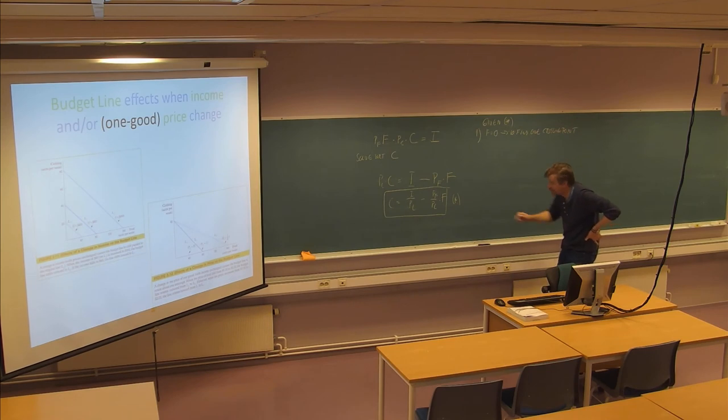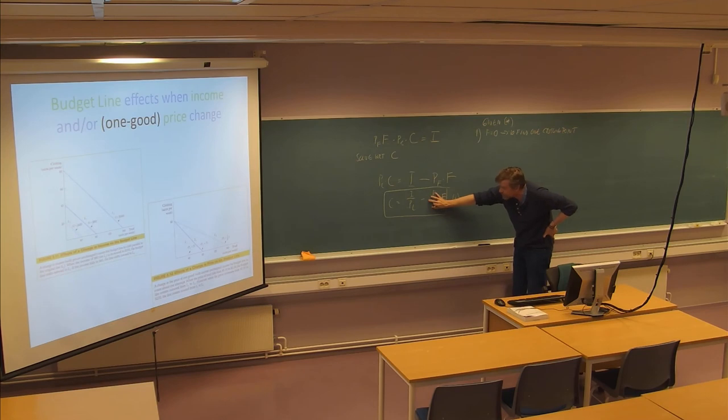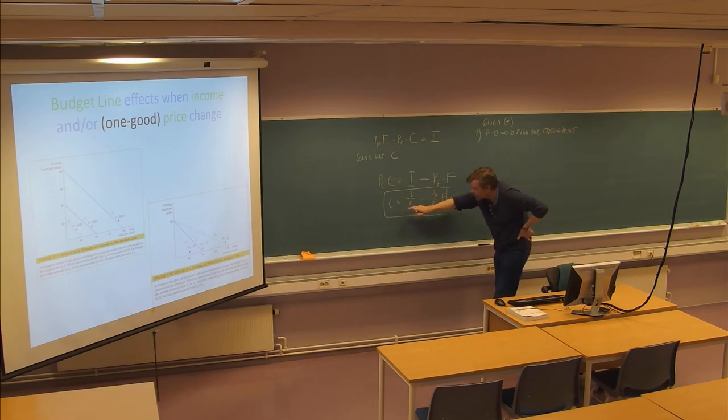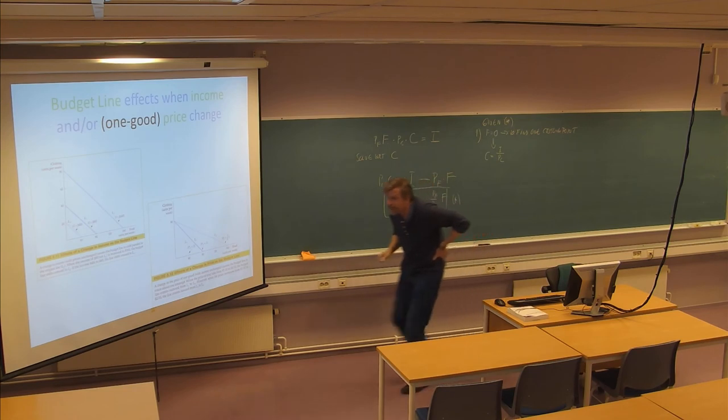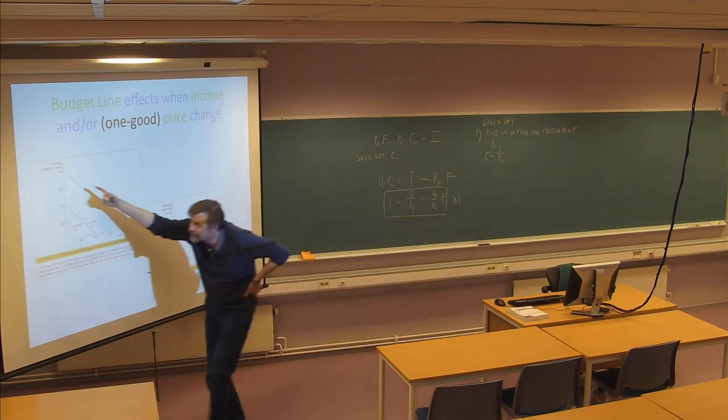And if F is zero in this equation, of course this part vanishes, so we end up with C equal to I divided by PC. So this one produces C equal to I over PC. Okay, that is one crossing point, and that is the crossing point on the C-axis, isn't it?